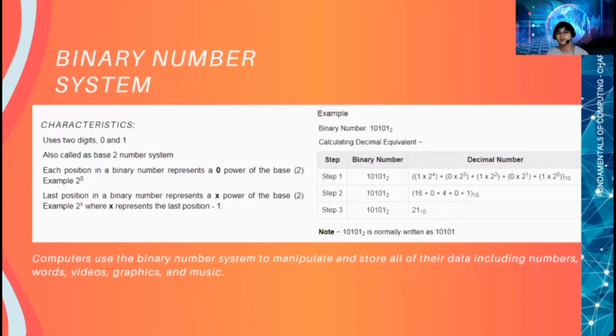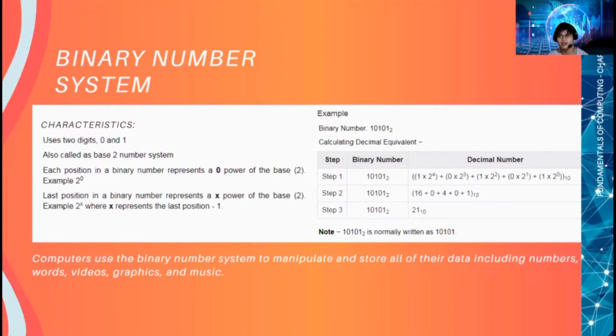Okay, so the binary number system. Again, it uses only two digits, which are 0 and 1. It is also called the base 2 number system, so the base is 2. Each position in a binary number represents a power of the base 2. For example, 2 to the power of 0 for the first position, and the last position represents 2 to the x, where x is the position. Computers use the binary number system to manipulate and store all of their data, including numbers, words, videos, graphics, and music.